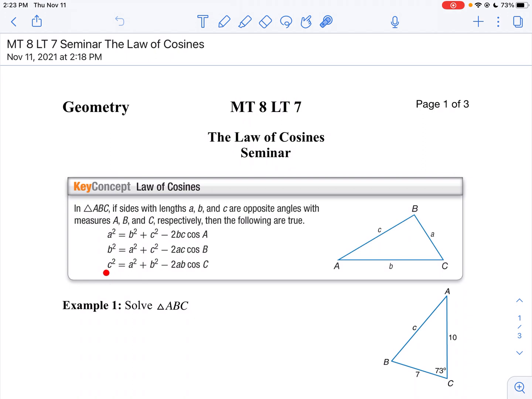Notice it says c squared equals a squared plus b squared. That's your Pythagorean theorem, isn't it? And since it's not a right triangle, we have this correction factor, minus 2ab times the cosine of C.